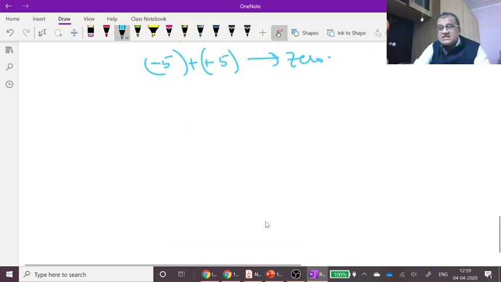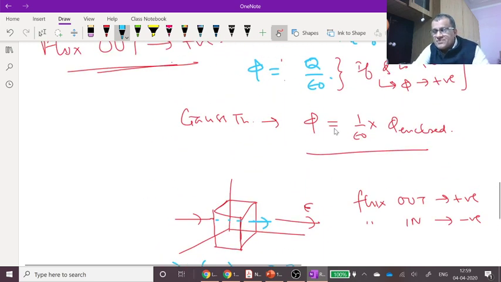Now, the third definition that we saw: the flux passing through a closed surface is 1 upon epsilon naught times the charge enclosed by that surface.